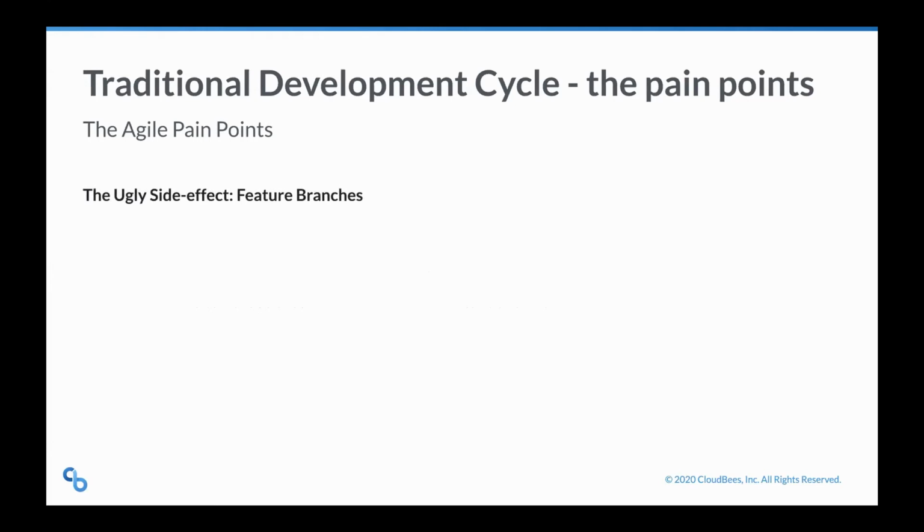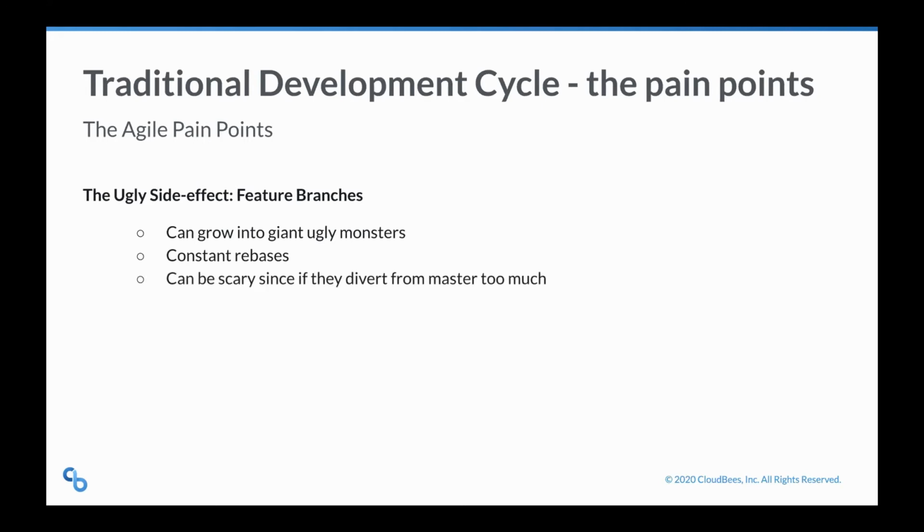And then you have the ugly side effect of feature branches. These can grow into really big, ugly monsters. I've seen feature branches where the number of files touched was over 100 files with over 1,000 lines changed. You look at these commits, and as a developer you're asking yourself, oh my God, where do I even start? How do I even review this thing? They require constant rebases against master. It can be scary if they diverge from master too much.